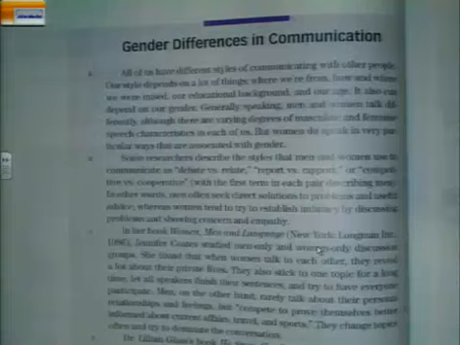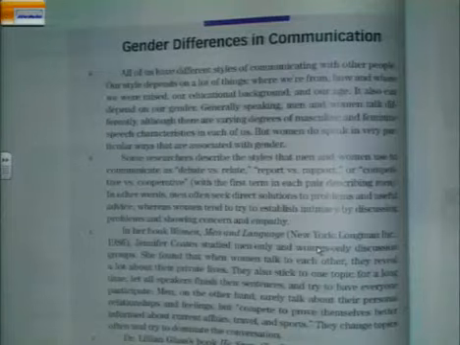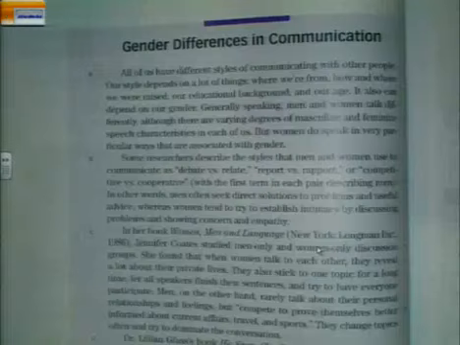In other words, men often seek direct solutions to problems and useful advice, whereas women tend to try to establish intimacy by discussing problems and showing concern and empathy. So these are two ways that men and women differ when it comes to speaking. Now, just read the final paragraph here on our screen.